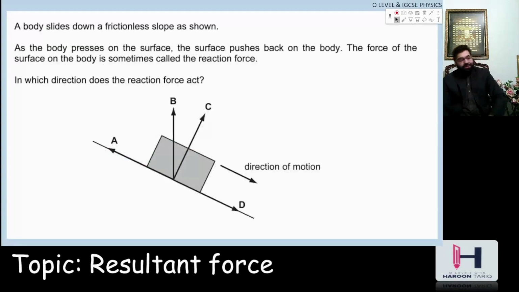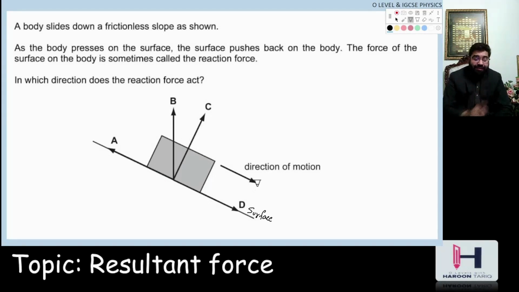First MCQ. These are from past papers of IGCSE and O-levels. A body slides down a frictionless slope as shown. We would assume there is no friction here. As the body presses on the surface, the surface pushes back on the body. This entire line is our surface. The force of the surface on the body is sometimes called the reaction force or contact force. In which direction does the reaction force act?